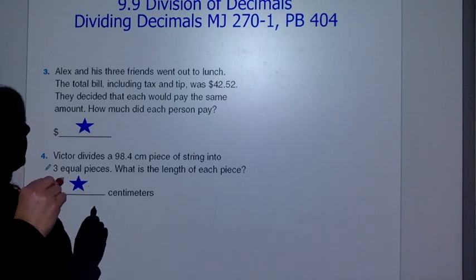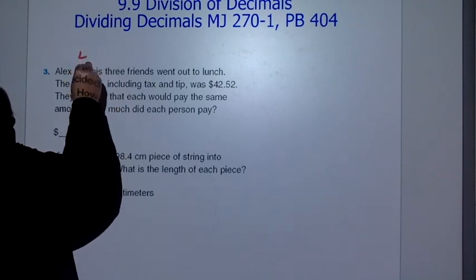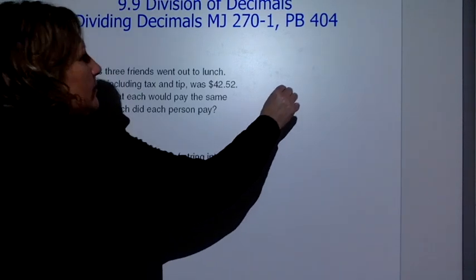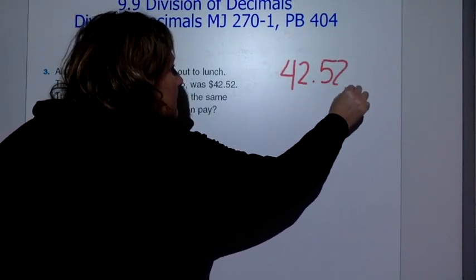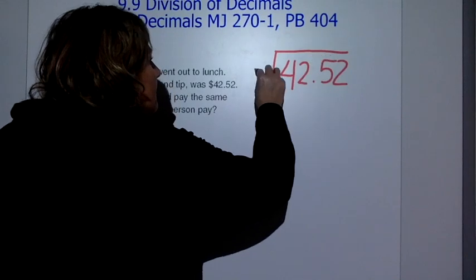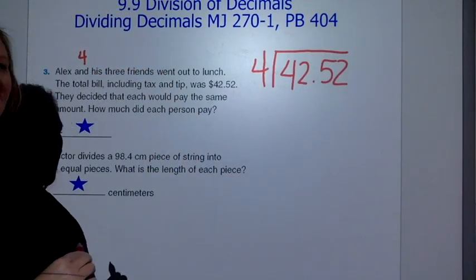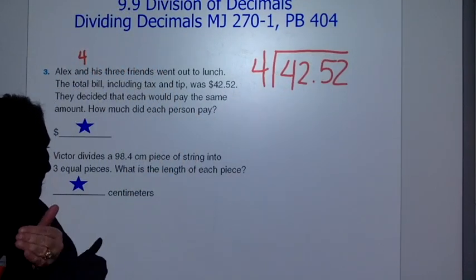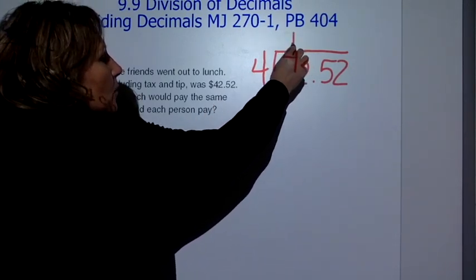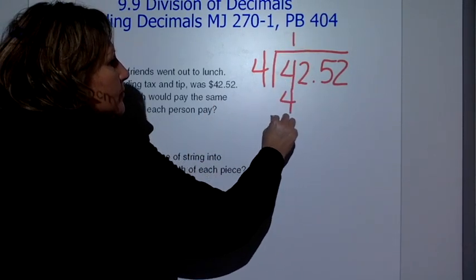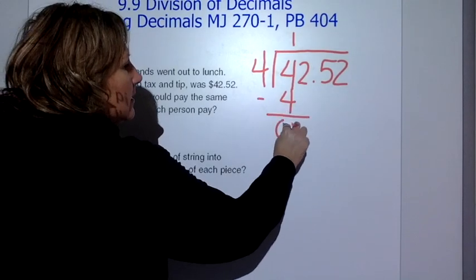So we're going to set this up like we normally would. We have 4 people right here. Don't let that trick you. 42.52 divided by 4. We'll worry about the decimal later. Divide like you normally would. How many times can 4 go into 4? 1. 1 times 4 is 4. Subtract and bring it down.